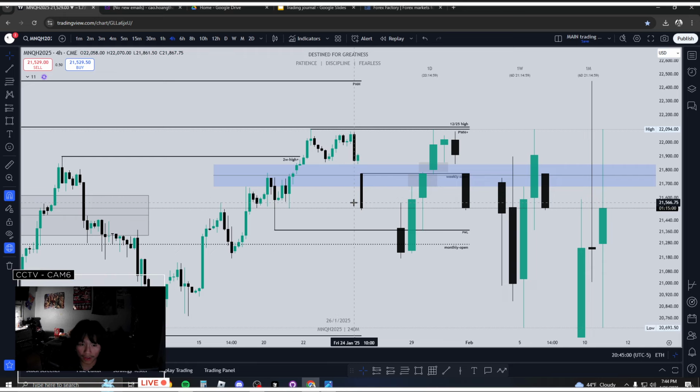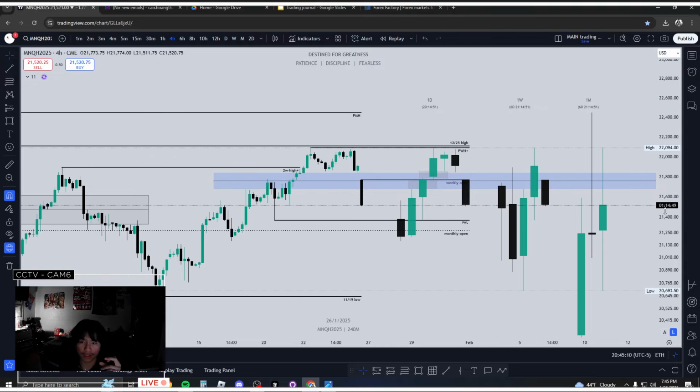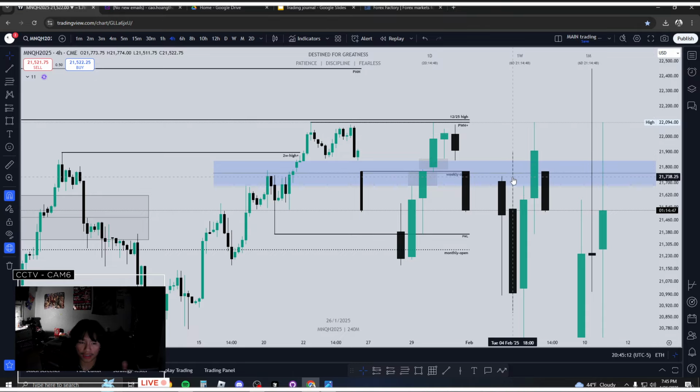So as of right now, like I said, if we do end up taking out previous week's low on NQ, I'm going to disregard the weekly time frame, and I'm just going to trade using the daily candle and the intraday candles.